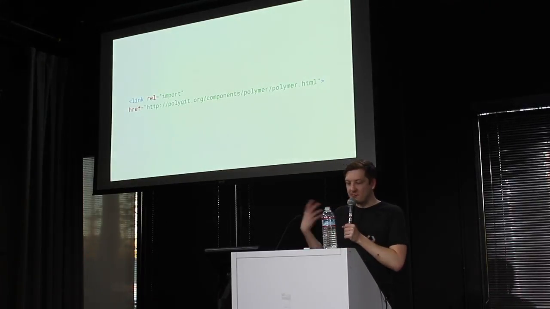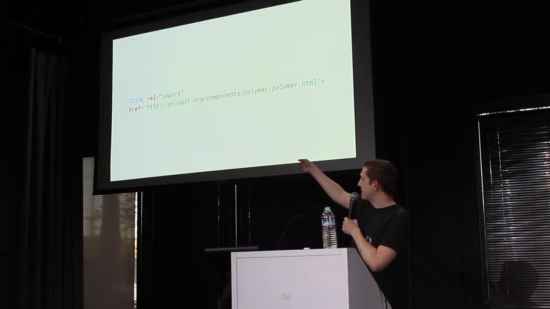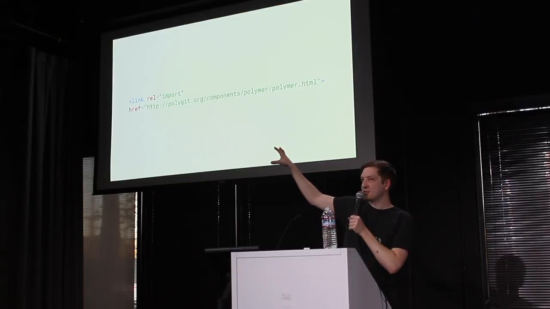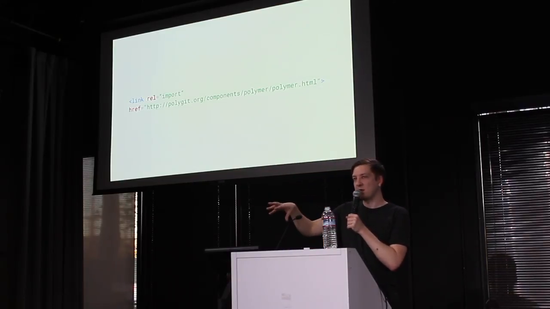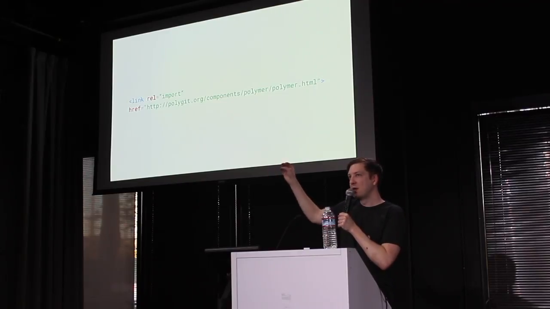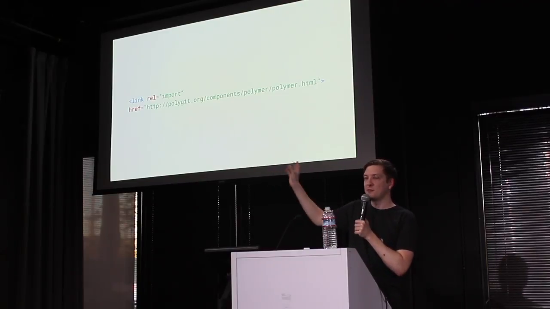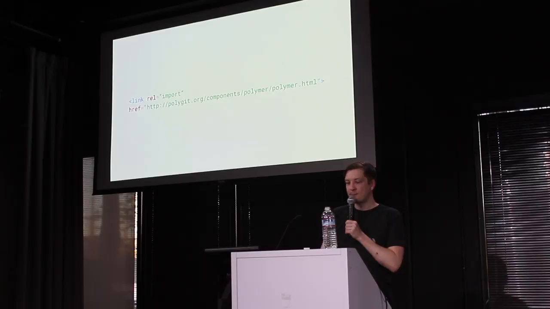So to import something from PolyGit, you write out an HTML import like this. The href here refers to polygit.org/components. And then from that components directory, you can pull in basically anything that you would assume would be in any of our GitHub repos. So you can pull in Polymer, you can pull in paper elements or iron elements or anything like that.